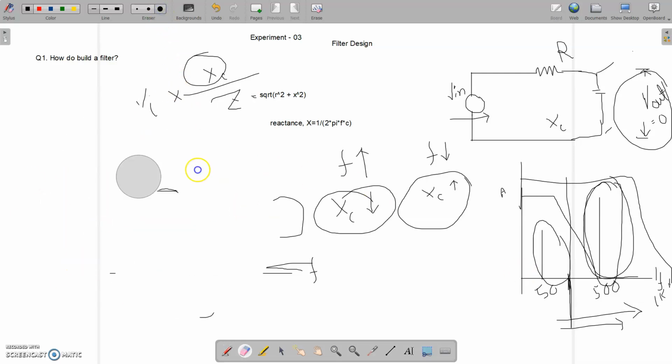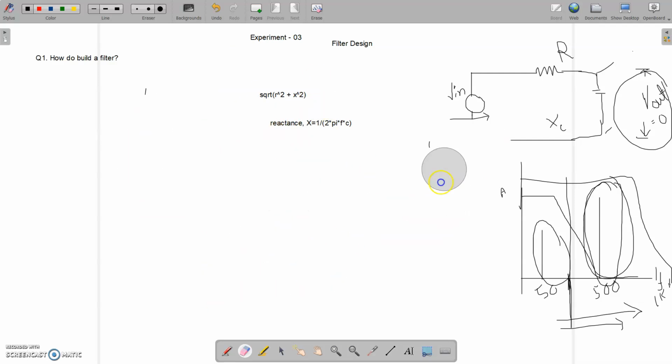That's what we are going to answer now. Let me clear these portions out, I don't need these. So now fc, that is my cutoff frequency, equals again 1 divided by 2 pi R C, that is 2 times pi times R times C.